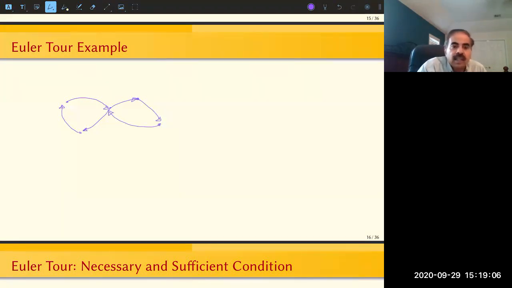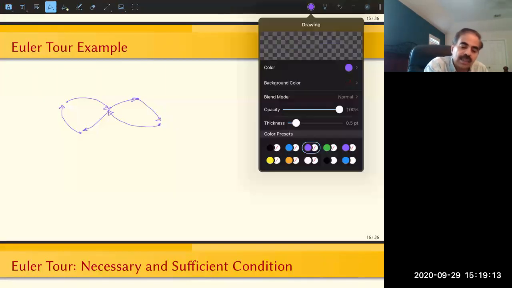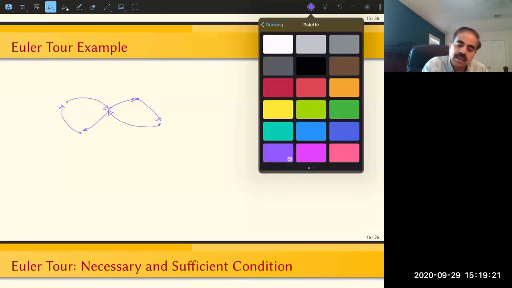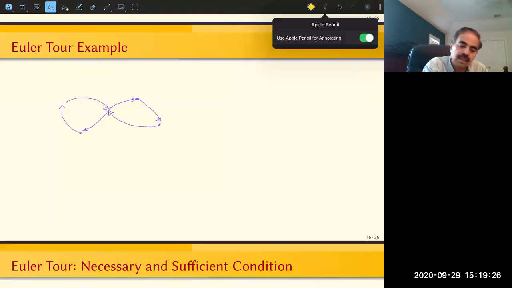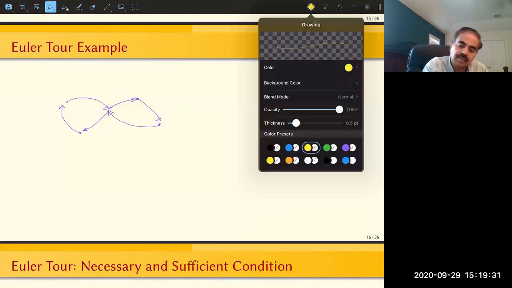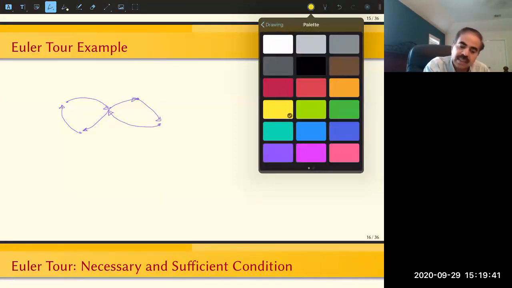So can we find an Euler tour in this graph, right? So we want to traverse all the edges once. So let's try. I guess no, wrong color. Let's try.